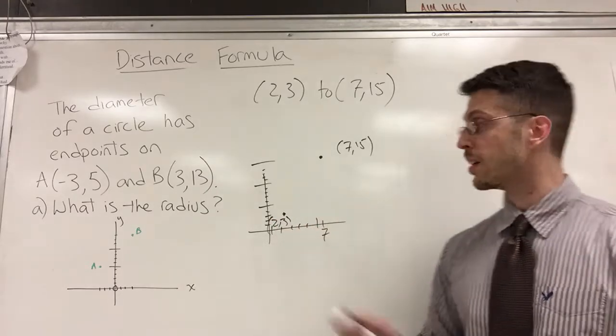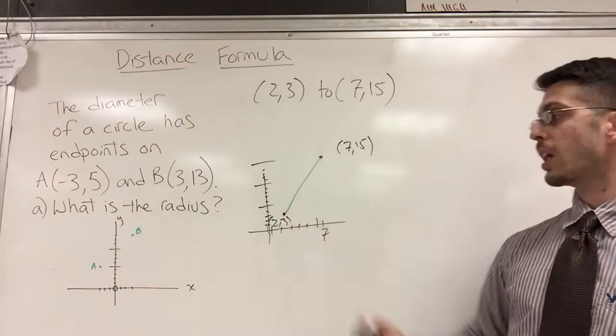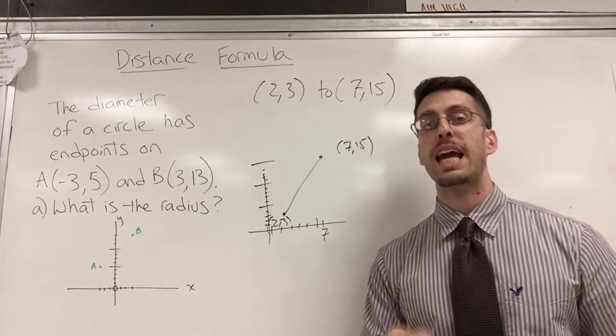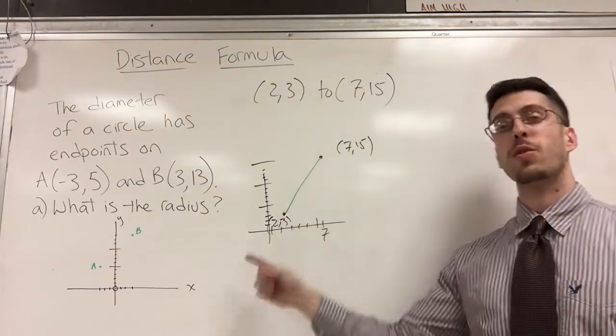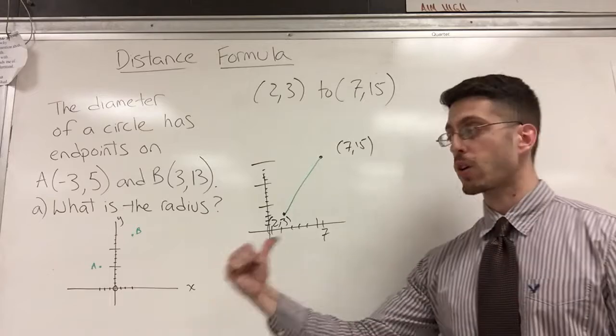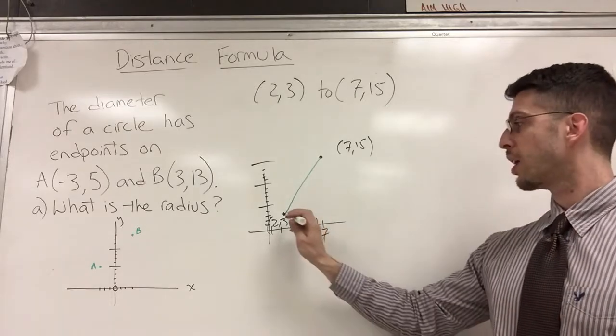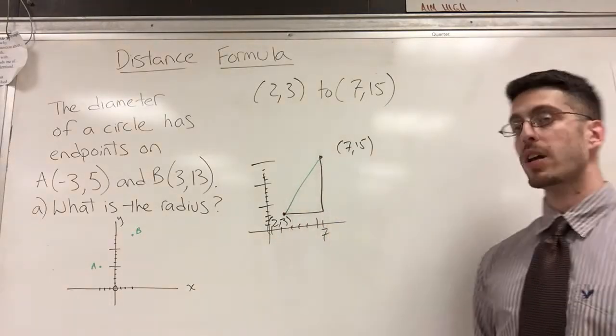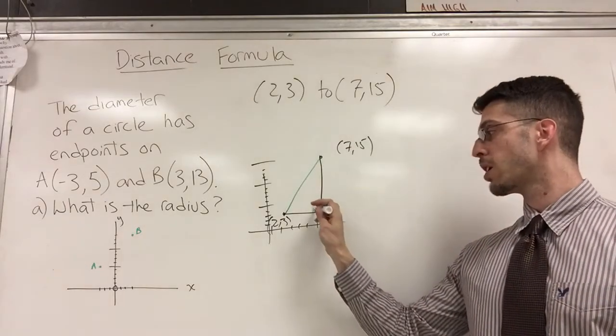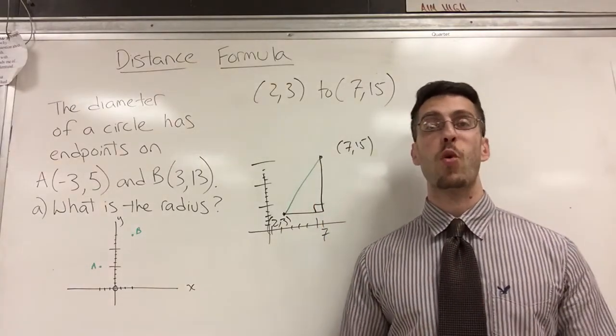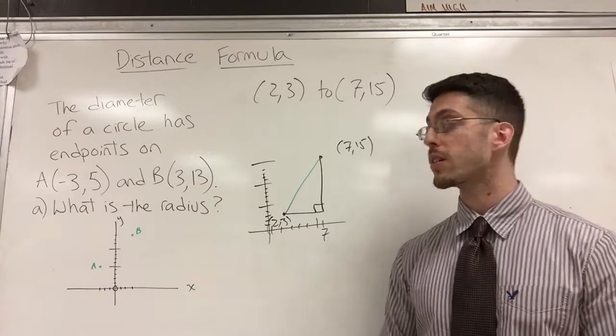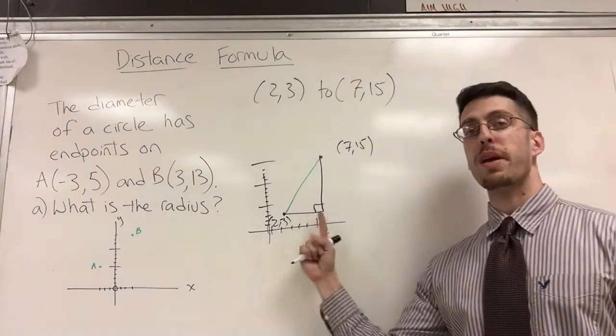You can connect it and tell me the length of that green line, but you cannot count spaces on a diagonal, so it's not that easy. So this time I gotta go across and then up. I created a right triangle. Guess what? The Pythagorean theorem helps you in so many different situations. It really does. So what is the length of the base?